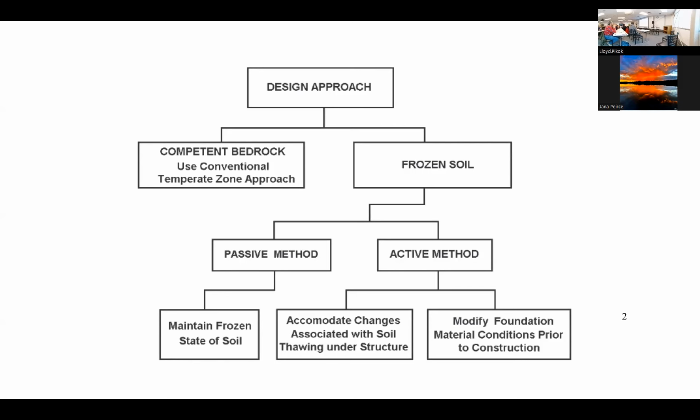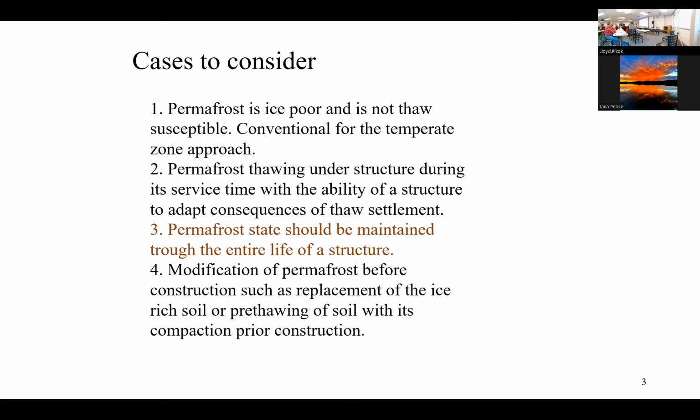But if frozen soil is not acceptable, there are two methods: the so-called passive method, maintaining the frozen state of the soil, and the active method, to accommodate changes or modify foundation soils. The case is to consider permafrost is ice poor. It is thus acceptable to use the conventional approach for the temperature zone. Permafrost thawing under the structure during its service time, with the ability of the structure to adapt to the consequences of the settlement.